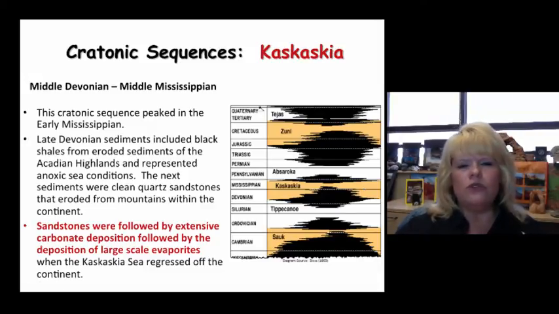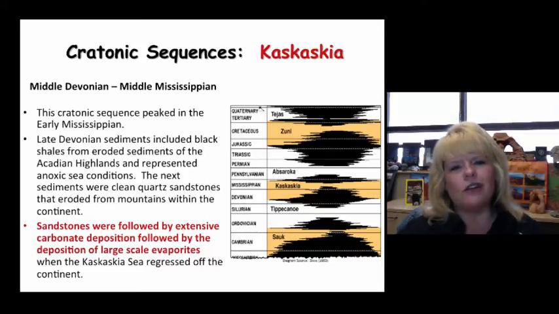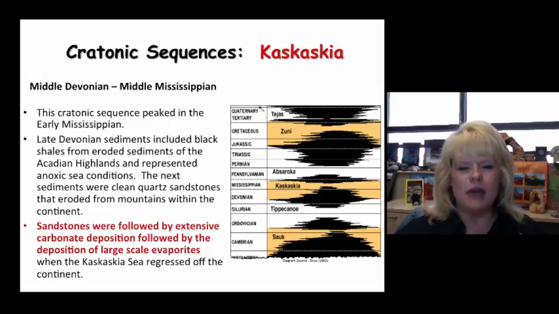So sandstones during this time that were laid down as the beach marched into the middle of the continent were followed by extensive carbonate deposition in the middle of the craton when we got a shallow epeiric sea that looked like the Great Barrier Reef in the middle of the continental United States. Pretty amazing to think about, right?